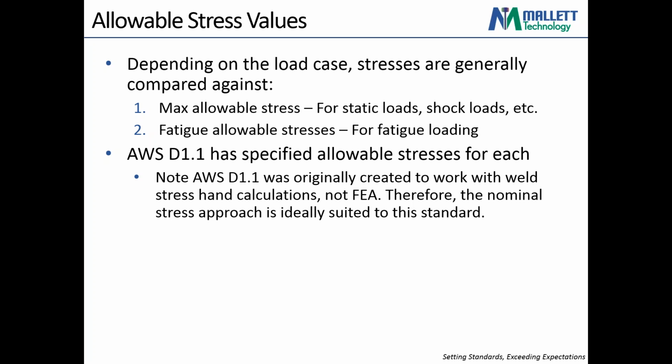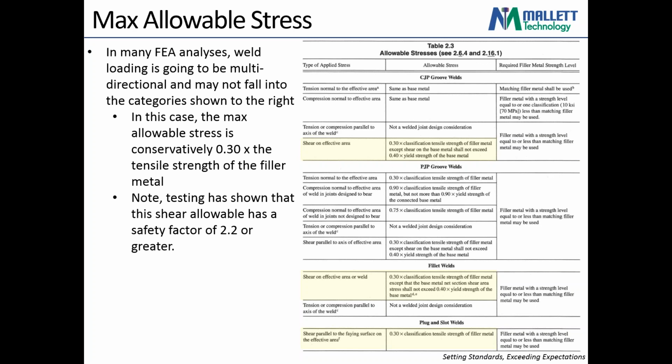And just a quick note for background. AWS was originally developed to work with hand calcs, and so it's well suited to work with this nominal stress approach, where we just get the forces and moments out. Okay, so max allowable stress. Just a brief overview of how AWS defines this. From a worst case allowable perspective, AWS essentially says your allowable max stress is 0.3 times the tensile strength of the filler metal.